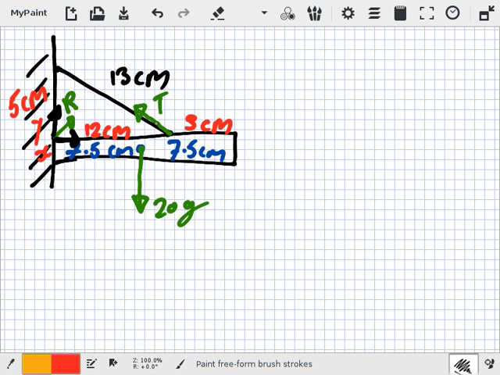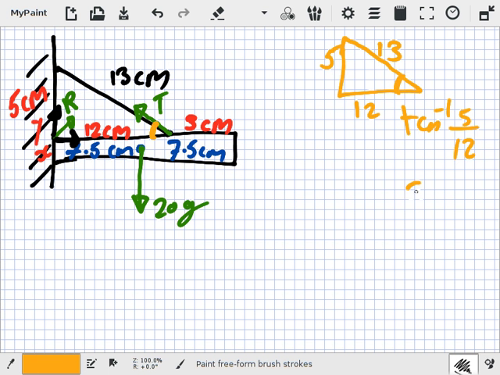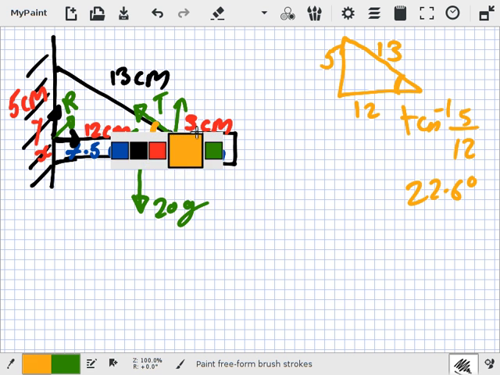And this angle here, we could know this angle, because if I draw the triangle here, it's 13, 5, and 12. So in degree mode, what's tan inverse 5 over 12? 22.6 degrees? That's the angle here. Okay? So you can have a T cos and a T sine.